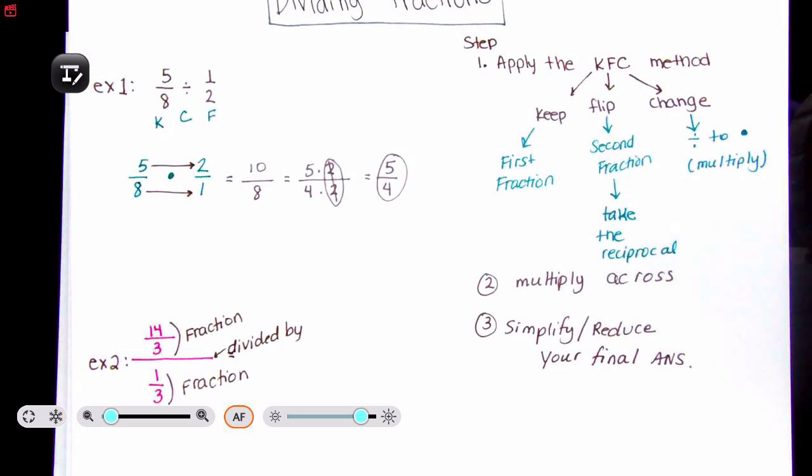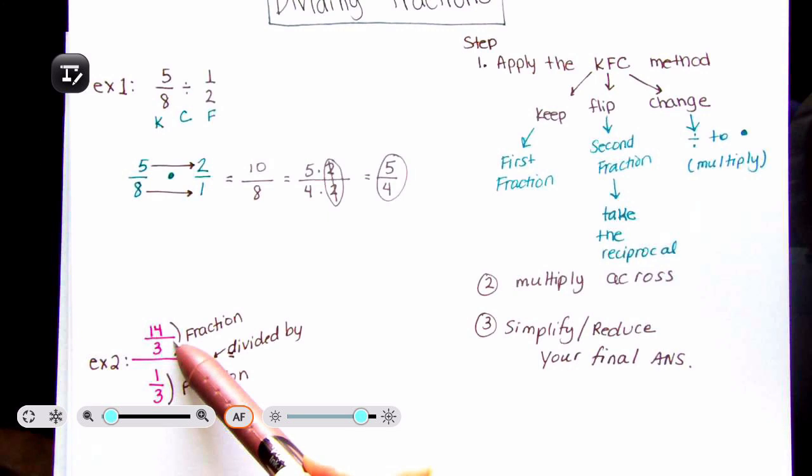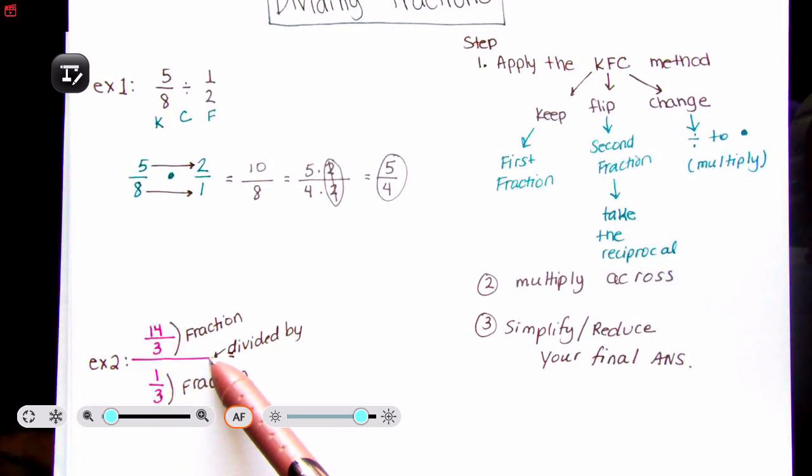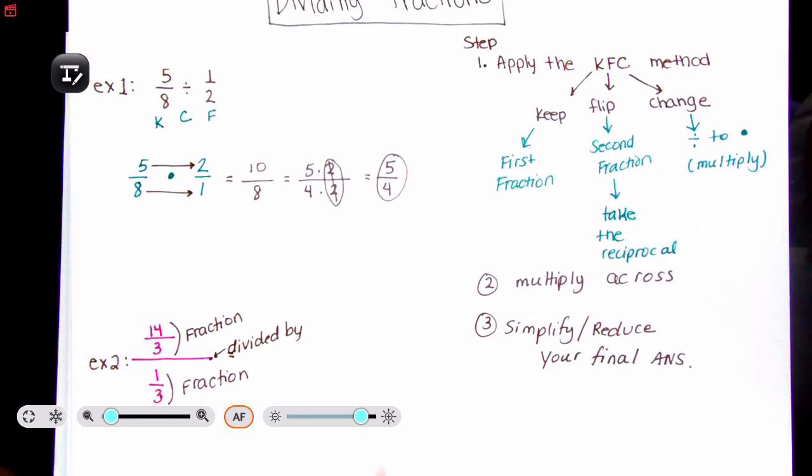So step number 1, apply the KFC method. Keep your first fraction, flip your second fraction, change your divided by to multiplication. Now, once you do that, you're not going to keep the format. You're going to change the format like we did here on example number 1. So keep your first fraction the same. So I have 14 thirds.